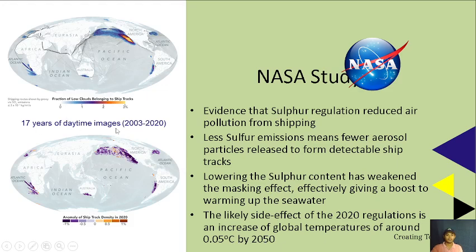This shows 70 years of daytime images, the fraction of low clouds belonging to ship tracks. These are the emissions from ships, as you can see. An anomaly of ship track density in 2020. Low clouds.